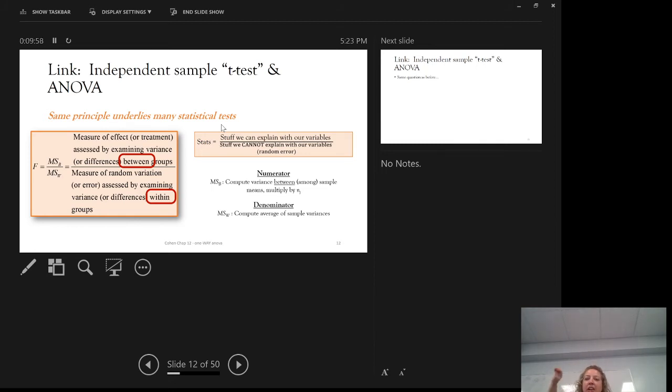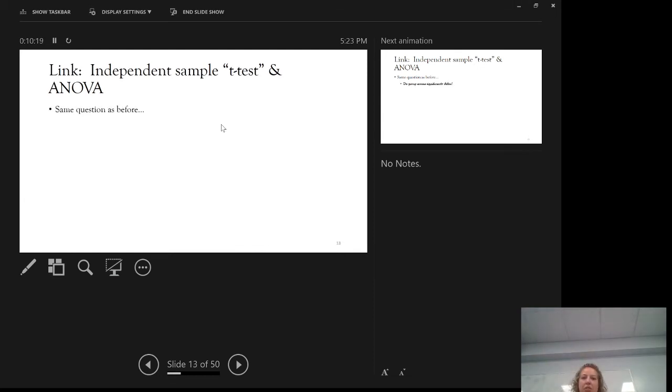So the numerator, or the top, is what is different between the groups. And the bottom is just random error, sampling error. This is why we get 2 degrees of freedom. The top is how many groups we have, minus 1. The bottom is sample size minus number of groups. We'll see that in a second.